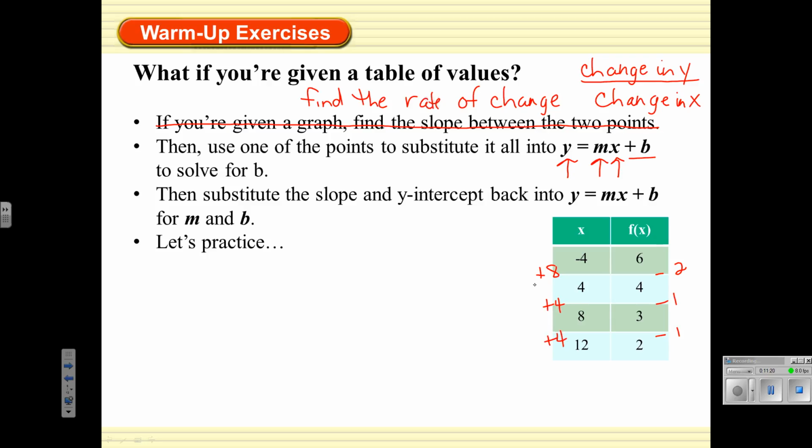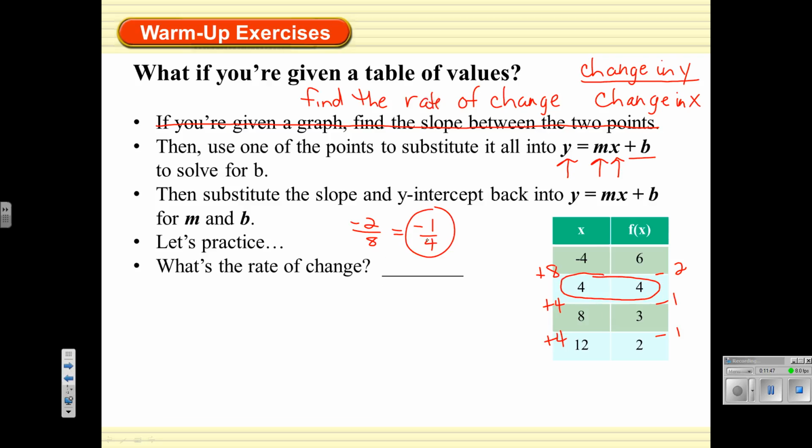So if we put our y's over our x's, we have a couple of slopes. We have negative 2 over 8, which reduces to negative 1/4. Well, that's what these other ones are, a negative 1 over 4, change in y over change in x. So there's my rate of change right there. So there is my slope. So now I can choose one of these points. I can choose (4, 4). So my rate of change is negative 1/4 right there. Okay, and this is my slope.